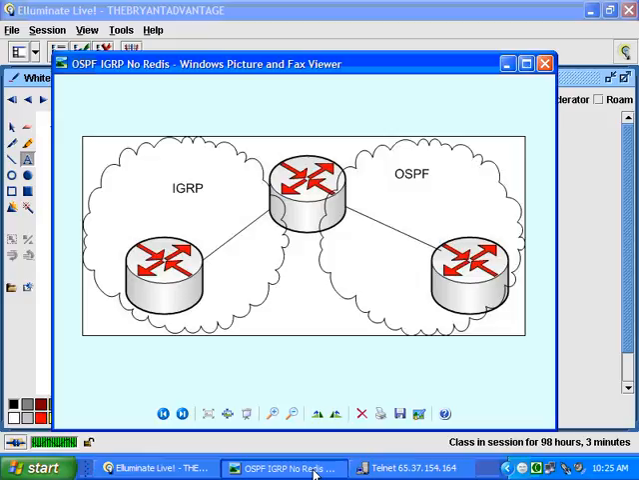You would not want IGRP and OSPF automatically exchanging routes, because the problem is you're probably running private IP addressing in your local area network, and you can't advertise those out anyway. You don't want those leaking out onto the net. So this is ships in the night routing.